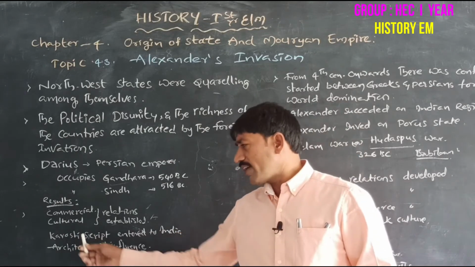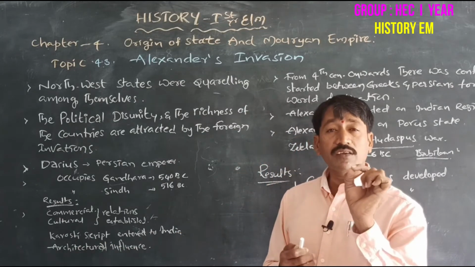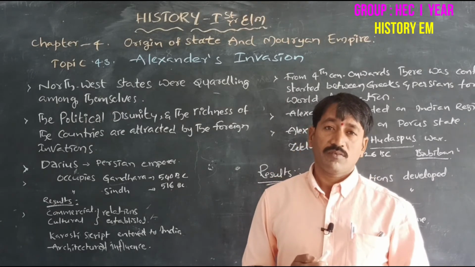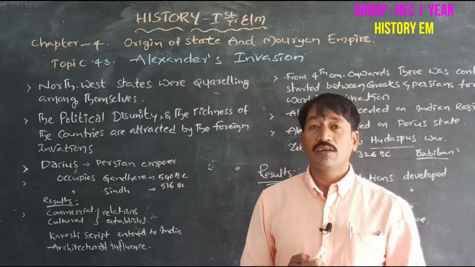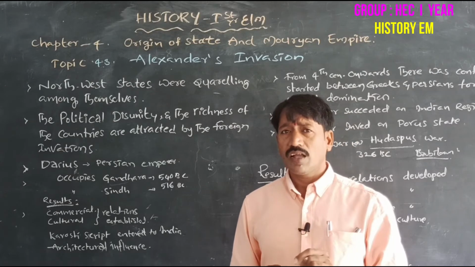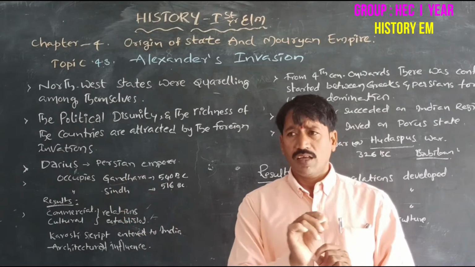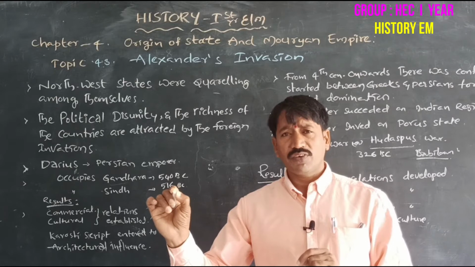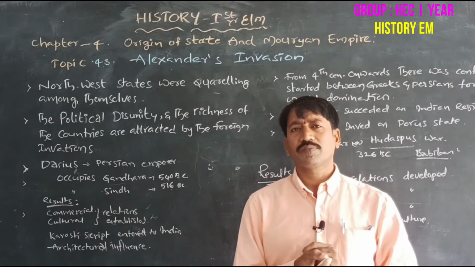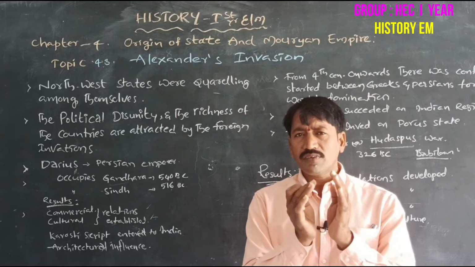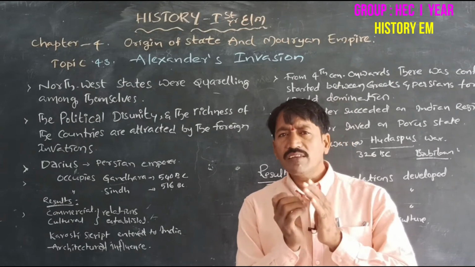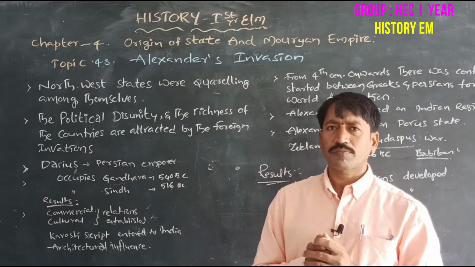Another influence is that the Kharosthi script entered Indian territories. What is the Kharosthi script? The Kharosthi script is written from right to left. This type of script entered by the influence of the Persians.